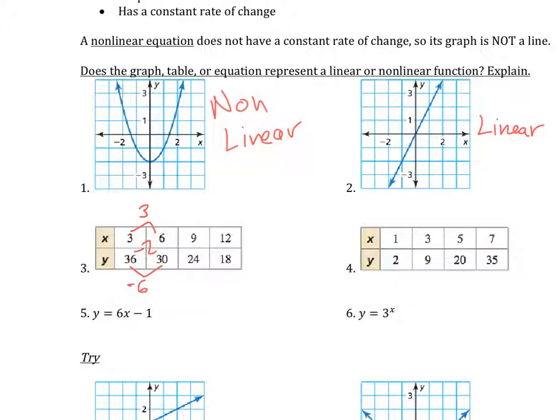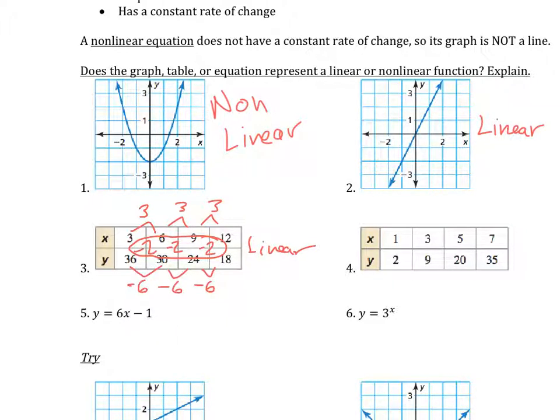Okay, and we want to see, does it stay the same? So 30 to 24 is minus 6. 6 to 9 is plus 3. So again, negative 6 divided by 3 is negative 2. So far, so good. 24 to 18 is minus 6. 9 to 12 is positive 3. Negative 6 divided by 3 is negative 2 again. Since all of these rates of change are the same, this is linear.